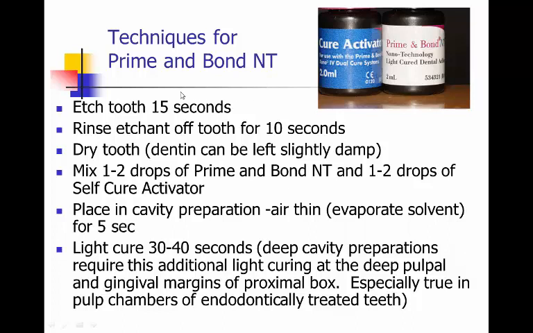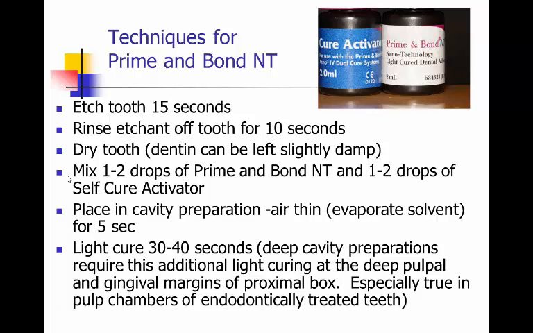So the techniques for Prime and Bond NT, and you'll know that it's very similar to what you do with any composite. Etch the tooth for 15 seconds, rinse etching off the tooth with an air water spray for 10 seconds, dry the tooth, the dentin can be left slightly damp. Mix 1 to 2 drops of Prime and Bond NT with 1 to 2 drops of self-cure activator. Paint in the cavity preparation. Air thin the adhesive. Evaporate the solvent for 5 seconds. Light cure for 30 to 40.